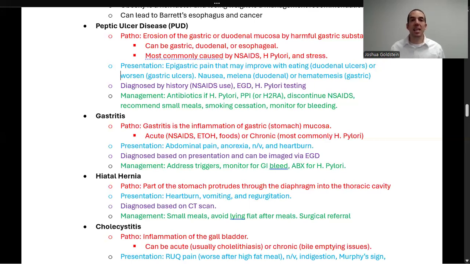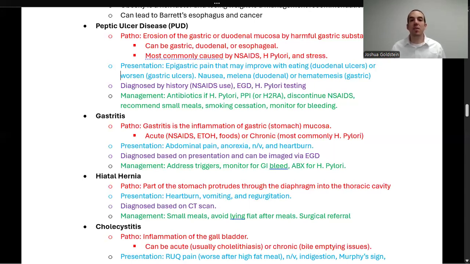Next, we have gastritis. Gastritis is an inflammation of the actual stomach lining, the gastric mucosa. This can be acute or chronic. If it's acute, it's most commonly caused by NSAIDs, alcohol, or specific foods, and if it's chronic, it's usually caused by H. pylori. This is going to present with abdominal pain. The patient's going to be anorexic, meaning they have no appetite, and have nausea, vomiting, and heartburn. This is diagnosed based on the presentation, and then we may follow it up with an EGD, an upper endoscopy.